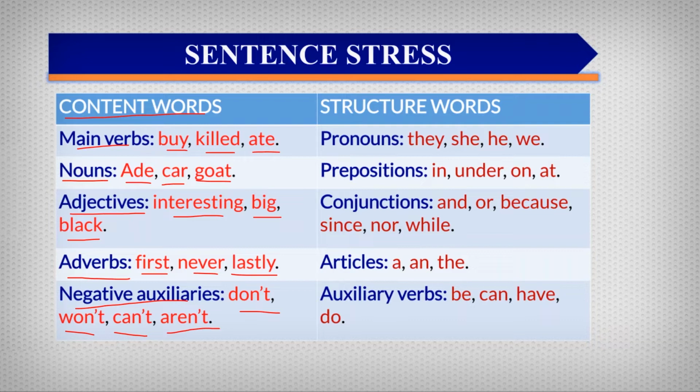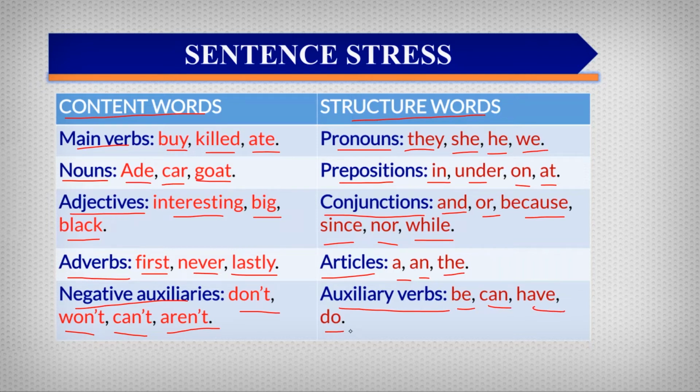Now, moving on to examples of structure words. For pronouns, we have they, she, he, we. For prepositions, we have in, under, on, at. Examples of conjunctions are and, or, because, since, nor, while. For articles, we have a, an, and the. And lastly, under structure words, examples of auxiliary verbs are be, can, have, do.